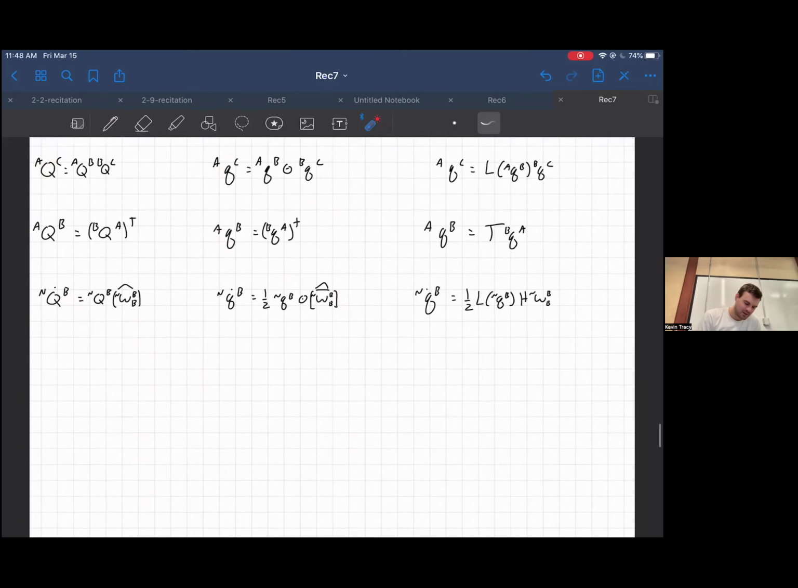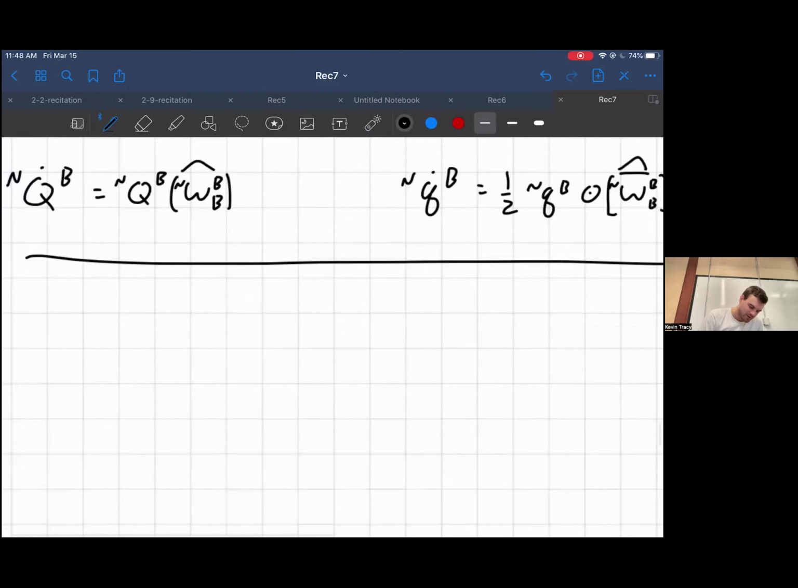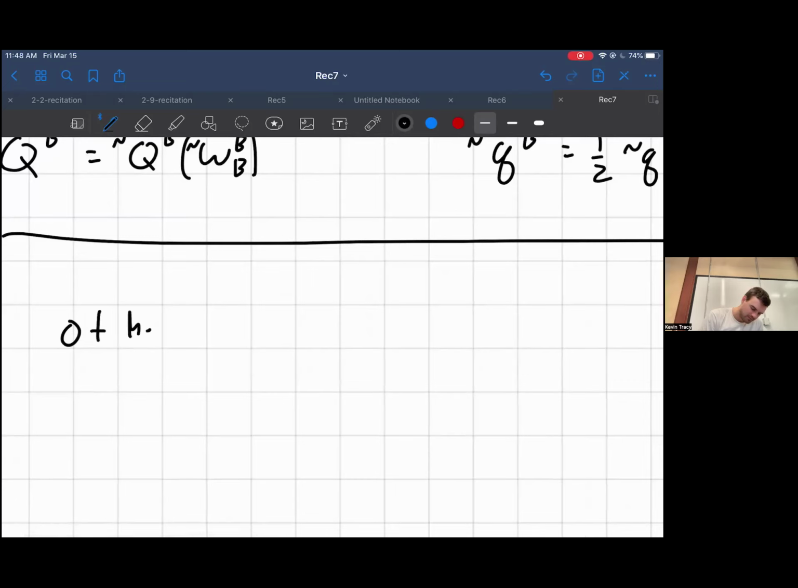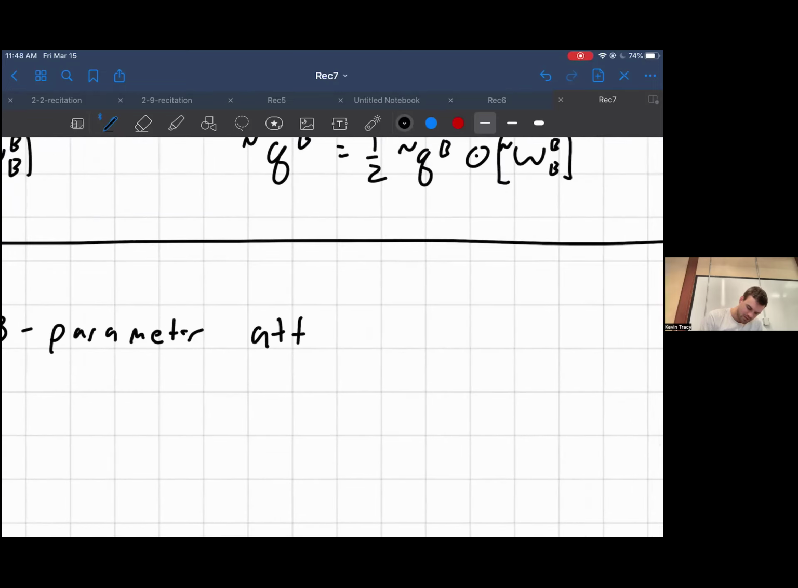So now I was going to talk real quick, not going to spend too much time on it, about other three parameter attitude representations.